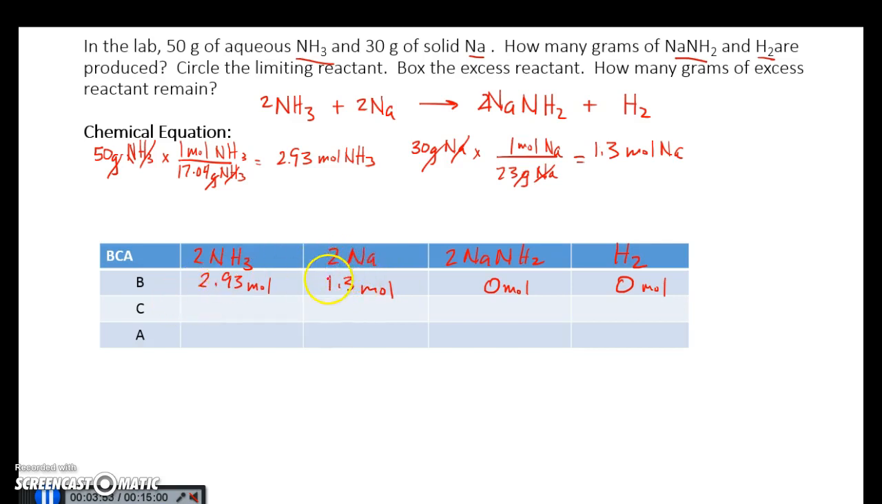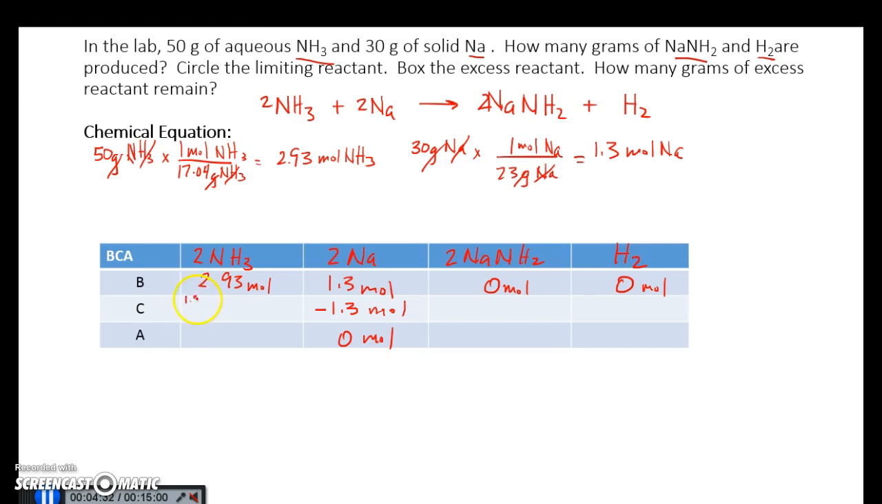Which one is it that I have too little of? And that is Na. Because for a 1-to-1 ratio with NH3, for every 2.93 NH3, I need to have 2.93 Na, and I clearly don't. So this will run out, and I place a minus 1.3 moles on that, and I'm left with nothing. Okay, this is my limiting reactant. In that case, when I use dimensional analysis, I always use my limiting reactant because I can only make as much as the least ingredient I have.